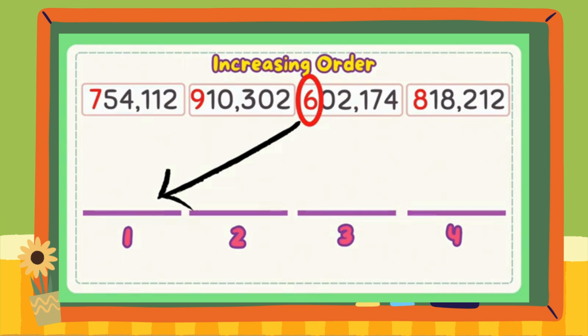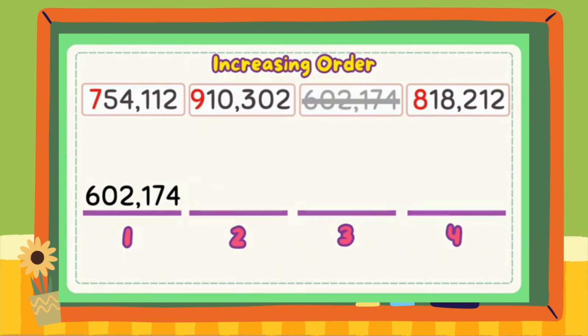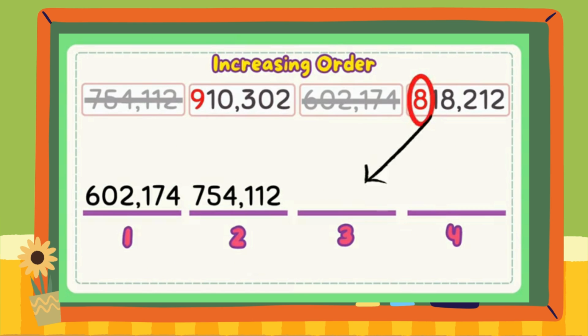So, we will put this number in number 1. Let's cross out this number. We have 3 remaining numbers, and 7 is the smallest one. So this number is number 2. Let's now compare the two last numbers, 9 and 8. And 8 is lesser than 9, so this number is number 3.